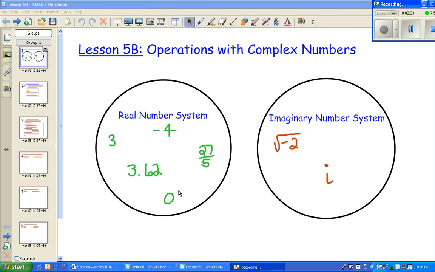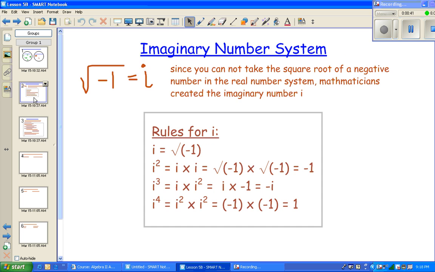Mainly what you need to know is that the number i represents the square root of -1. So the imaginary number system completely revolves around the fact that the square root of -1 is now equal to i. Since you can't take the square root of a negative number in the real number system, mathematicians created the imaginary number i. What you need to keep up with here is the 4 powers of i.